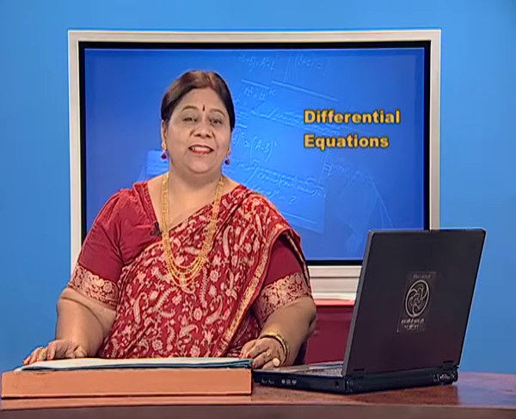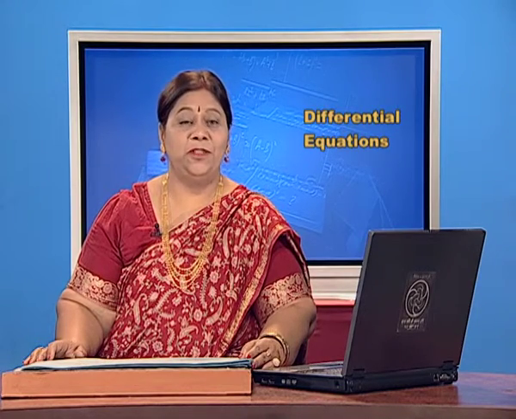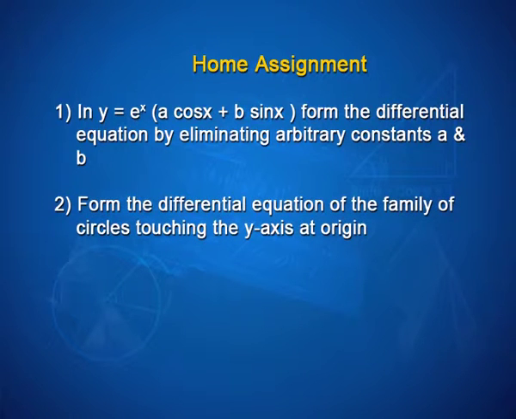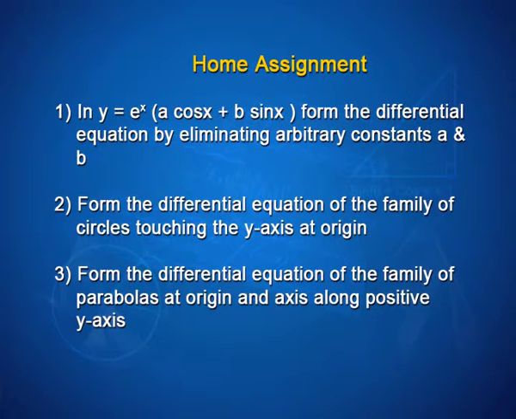Now children, it is time to take the home assignment problems. Please note down question number 1. In y = e^x (a cos x + b sin x), form the differential equation by eliminating arbitrary constants a and b. Question number 2. Form the differential equation of the family of circles touching the y axis at origin. Question number 3. Form the differential equation of the family of parabolas at origin and axis along the positive y axis. Thank you.